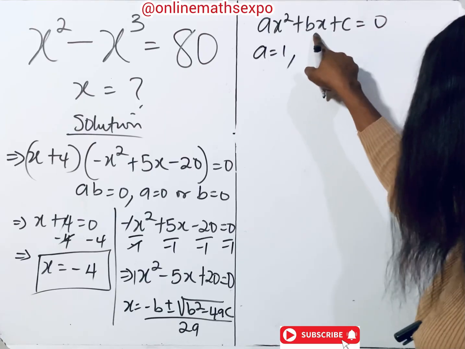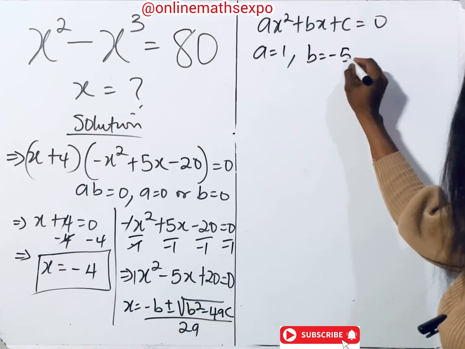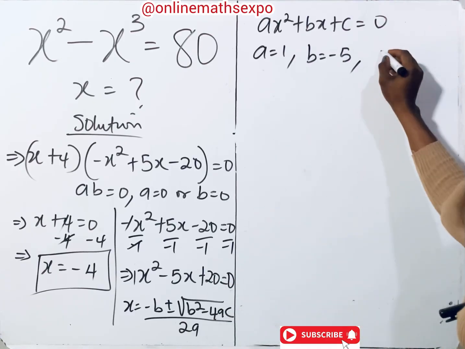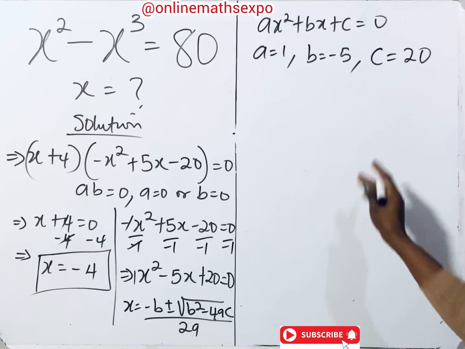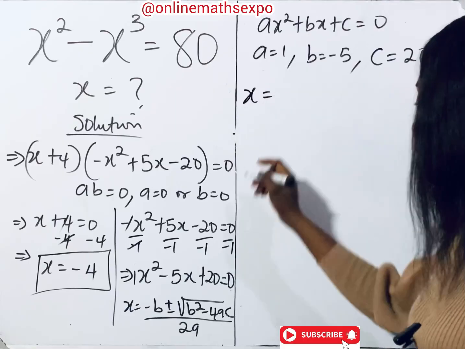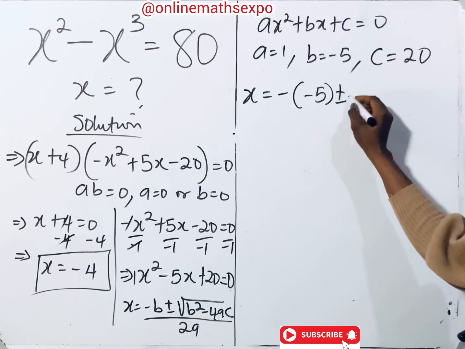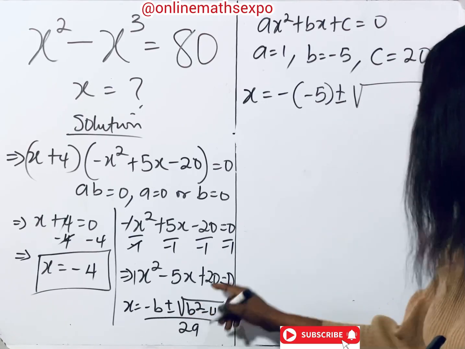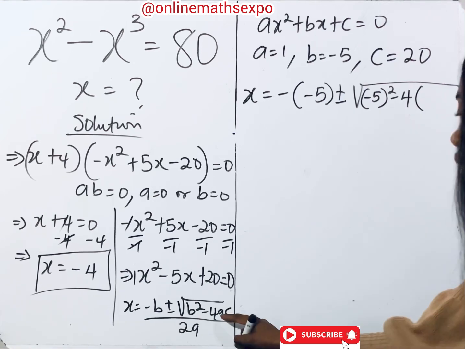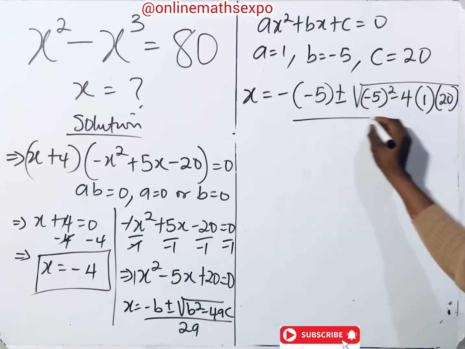Now your b is the coefficient of x, and the coefficient of x here is negative 5. Did you see that? Then our c is the constant number. So in that case, our c is equal to 20. So let's quickly plug this into this formula. In that case, we are going to have x is negative of this negative 5, plus or minus square root of our b, which is still negative 5, squared, minus 4, our a is 1 and our c is 20, divided by 2.